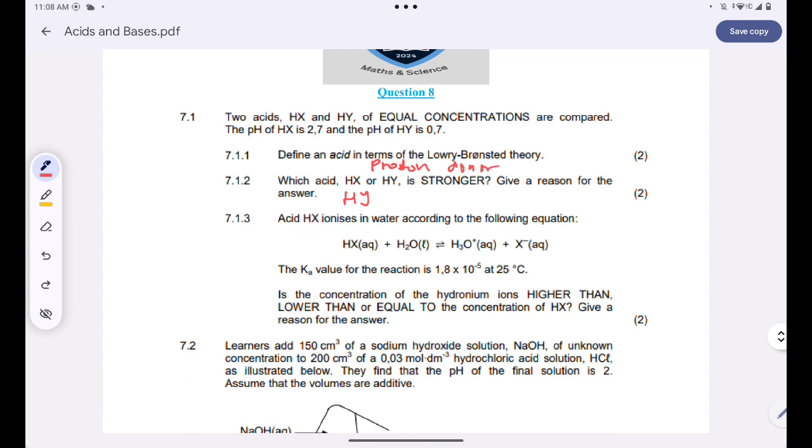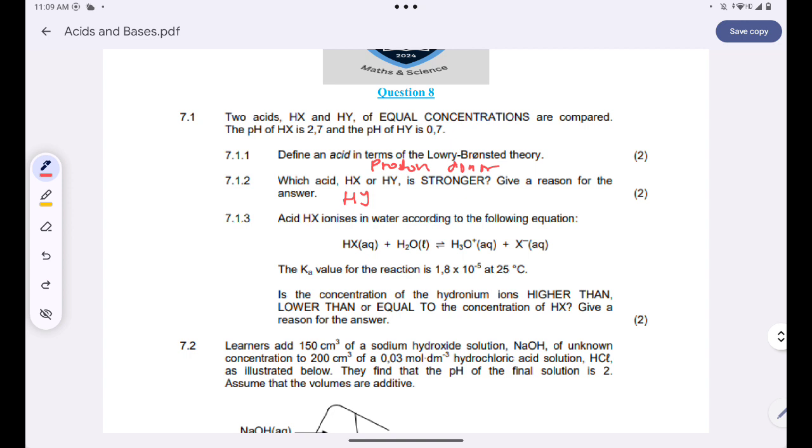Acid HX ionizes in water according to the following equation. We are given the equation, and this simply means that acid HX is a monoprotic acid because it donated or gave away one proton. We are told that the ionization constant value in the reaction is 1.8 multiplied by 10 to the power negative 5 at room temperature.